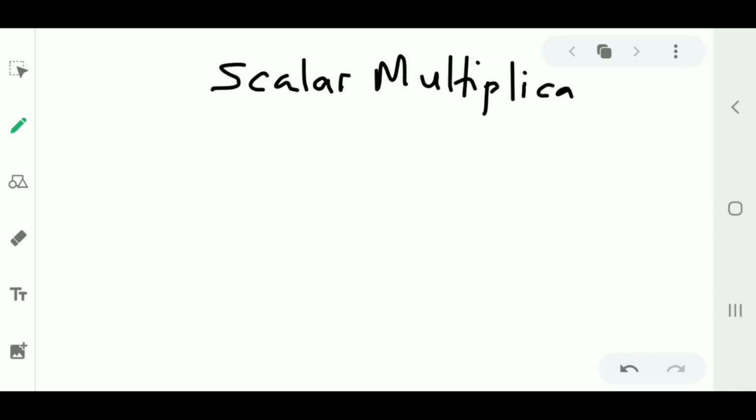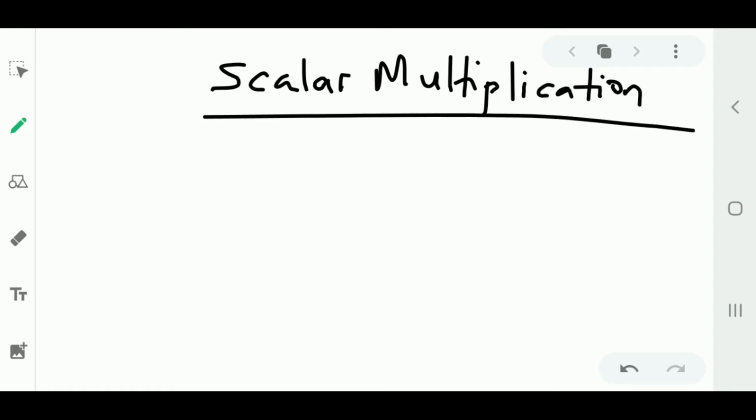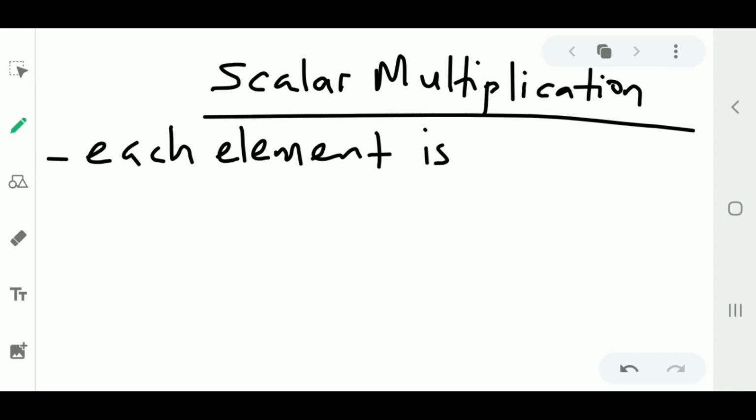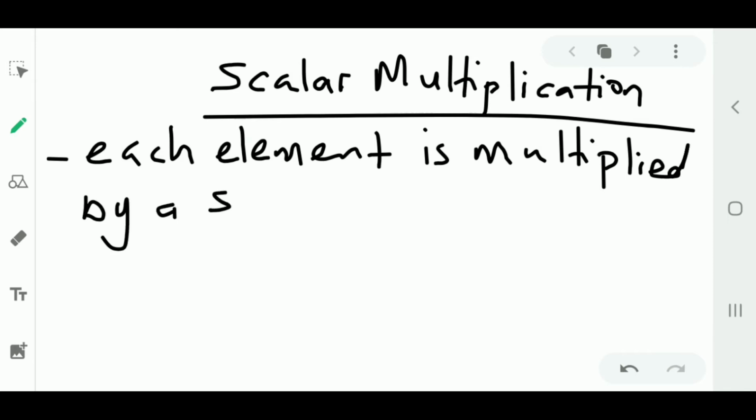Now we're going to do scalar multiplication. So under scalar multiplication, each element is multiplied by a scalar quantity.